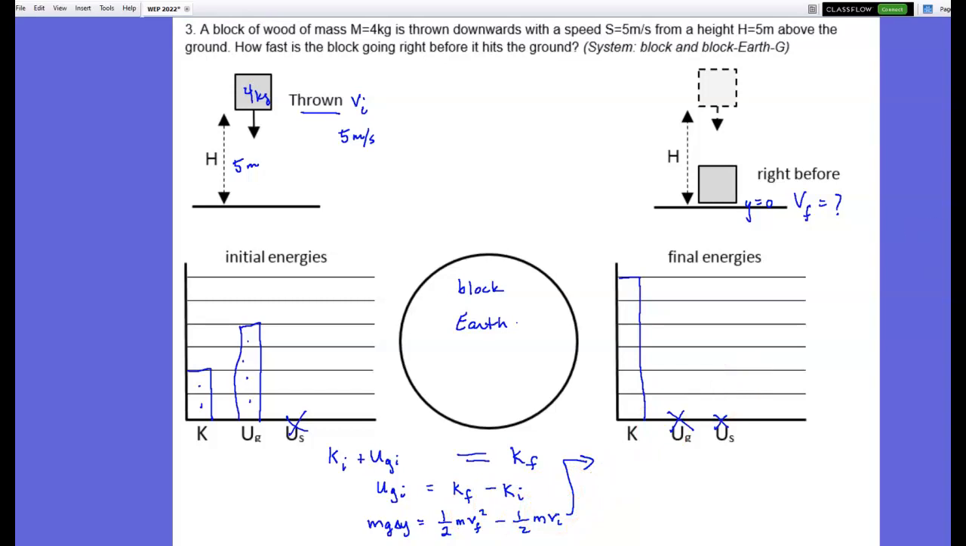I'm going to come up here and start working. Okay, again, notice I've got mass everywhere. And what does that tell me? That tells me that I can divide everything by mass and the mass goes away. Again, if you had to calculate one of these energies, you'd have to use the mass. But since that's not what we've been asked to do, we can just divide that mass out. Okay, this leaves me with g delta y. That's 10 meters per second squared, and the height is 5 meters.